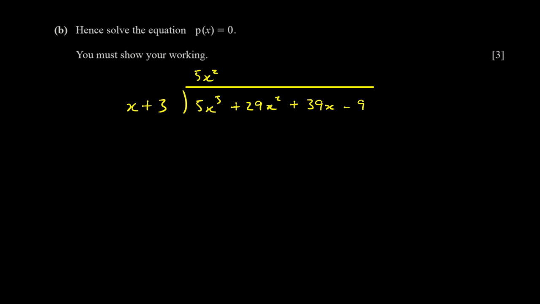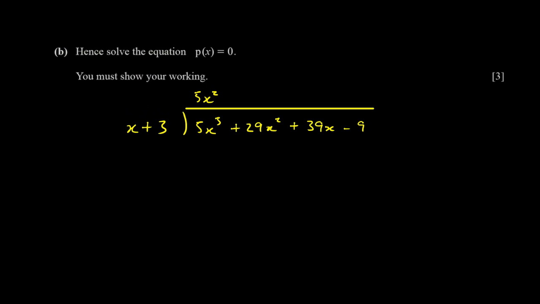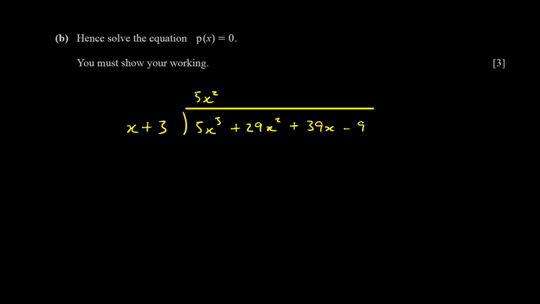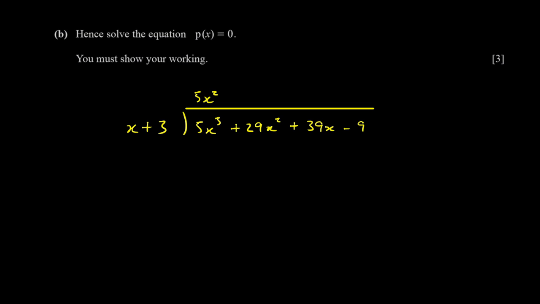And then I'll just move this up so it's not so much in the way. Okay. Then I take the 5x squared and multiply it through by the entire divisor. So 5x squared times x is 5x cubed, and 5x squared times 3 is plus 15x squared. And hopefully you notice that these two are the same. Why do we want them the same? Because we're going to subtract the bottom equation from the top and cancel off that 5x cubed term.